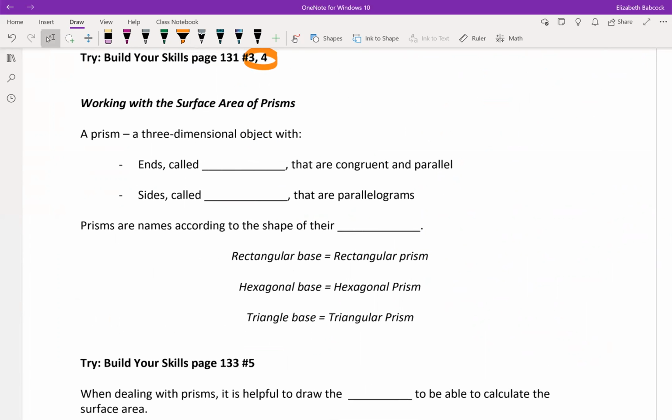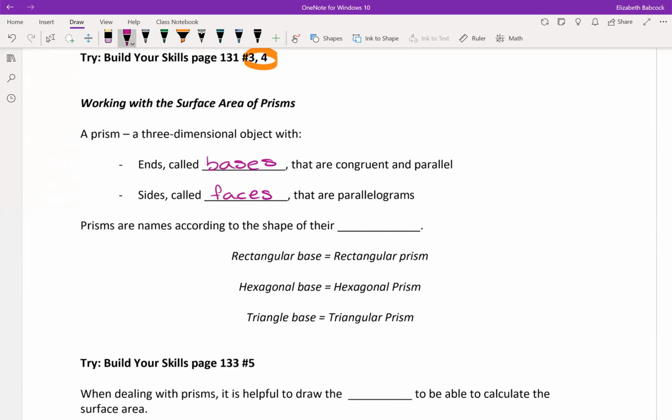Okay, so what do we do when we're working with the surface area of prisms? First off, we need to make sure we know what a prism is. So a prism is a three-dimensional object with ends, which are called bases, that are congruent and parallel. That means that they are the same and they are parallel, so they run in the exact same direction. And then sides, which are called faces, that are parallelograms.